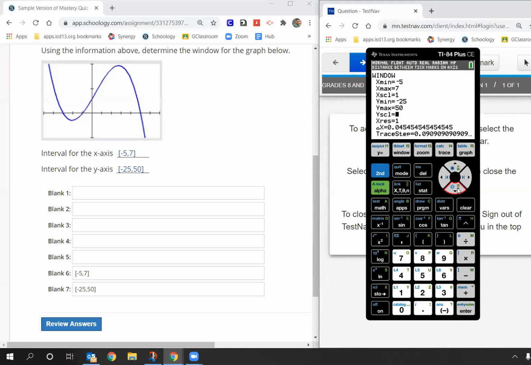The YSCL is the scale. It's how often do we see a tick mark. And I guessed that it was by 25s. Now they match.